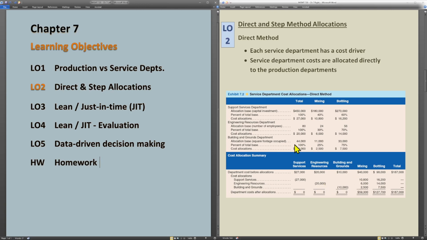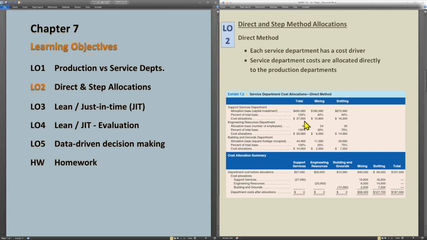And the last one is, well, we have 10,000 that we need to split up. How are we going to do it? We're doing it based upon square footage. The square footage between the 2 production areas is 11,000 and 33,000, for a total of 44,000. That's a 25 and 75% split. So we're going to split the 10,000 in a 25%, 75% split. So you can see the direct method is, as long as you know what your allocation is, you figure out your split.